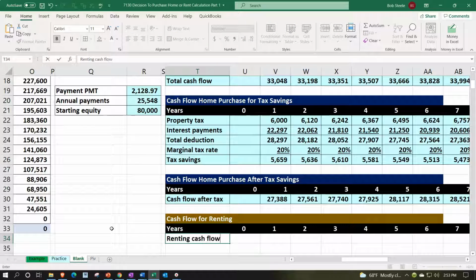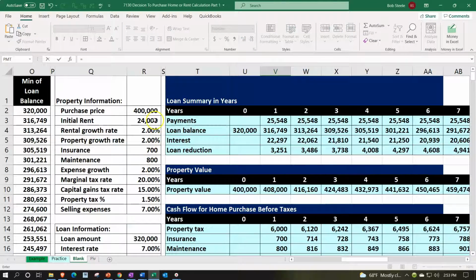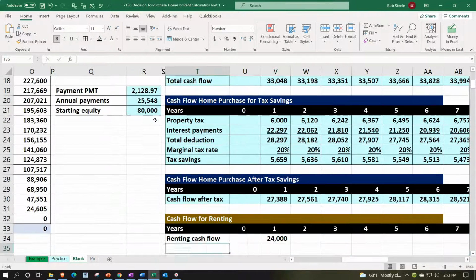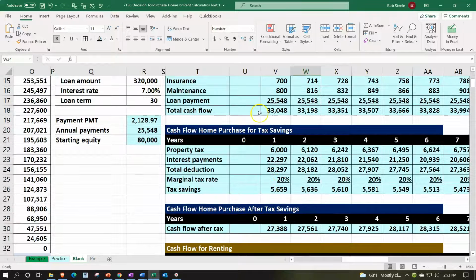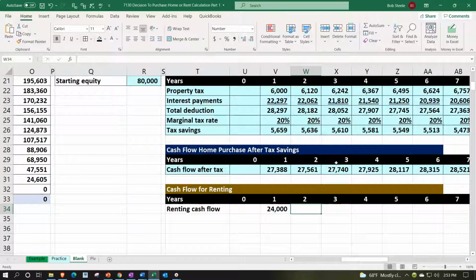Renting cash flow. And this will be equal to, we're currently paying, we're saying $24,000, but it's going to go up by 2%. Notice this is going to go up by 2%, whereas the major part of the loan payment was fixed. So we got this difference. The rent will actually go up higher or faster because the whole thing is going up by the 2%.